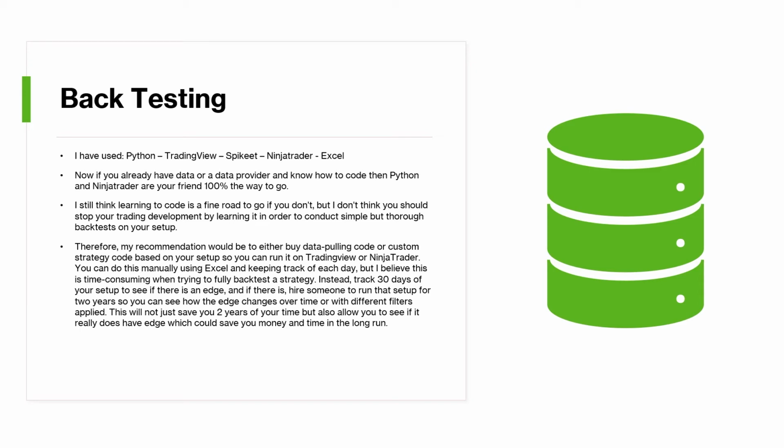You can do this manually using Excel and keeping track of each day, but I believe this is time consuming when trying to fully backtest a setup. Instead, track 30 days of your setup to see if there is an edge, and if there is, hire someone to run that setup for 2 years so you can see how the edge changes over time, all with different filters applied. This would not just save you 2 years of your time, but also allow you to see if it really does have an edge, which could save you money and time in the long run.